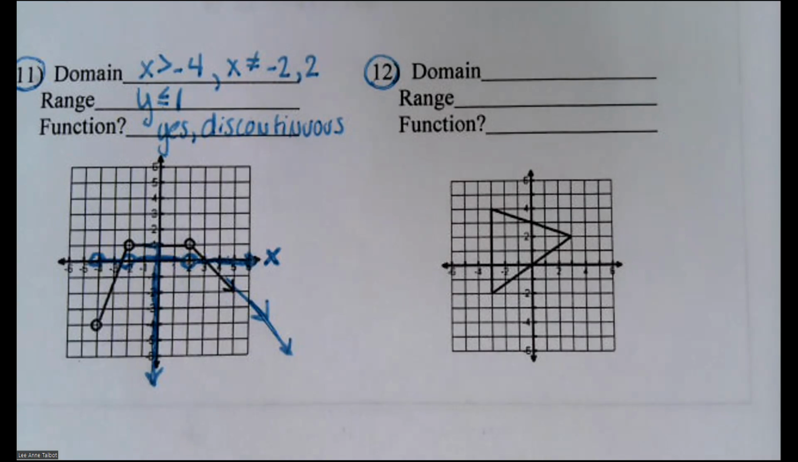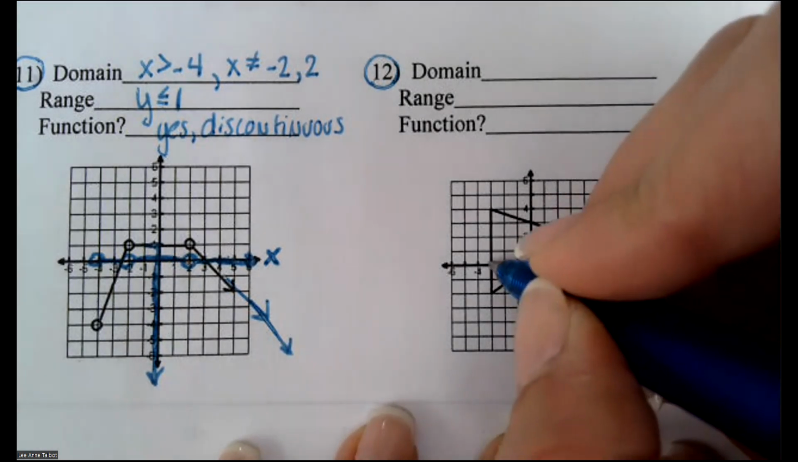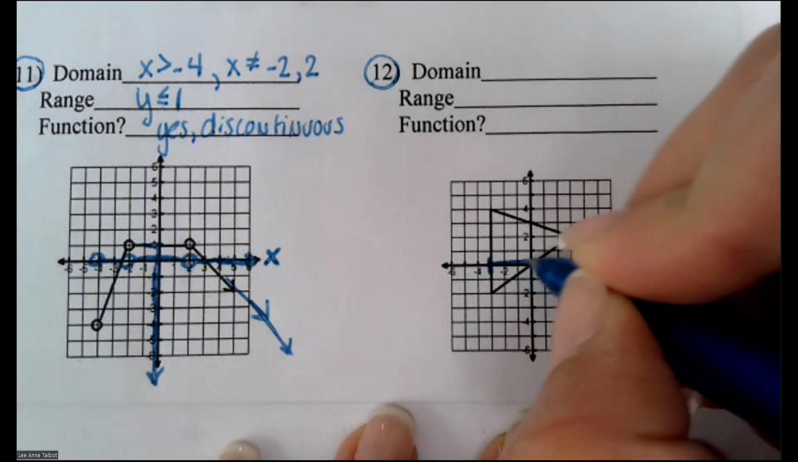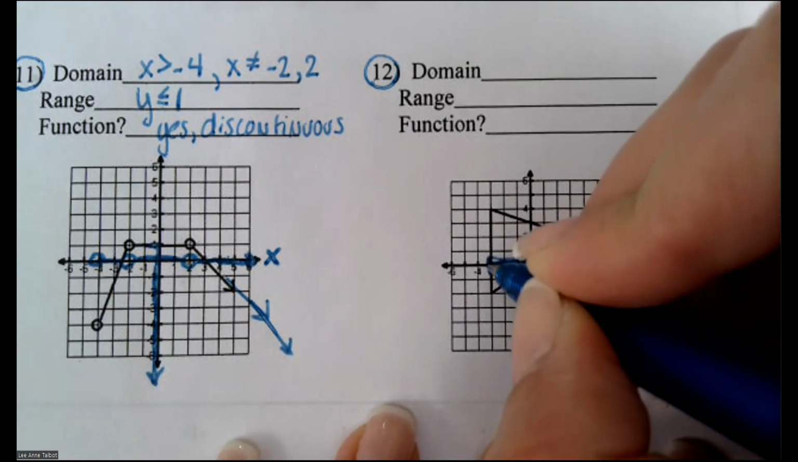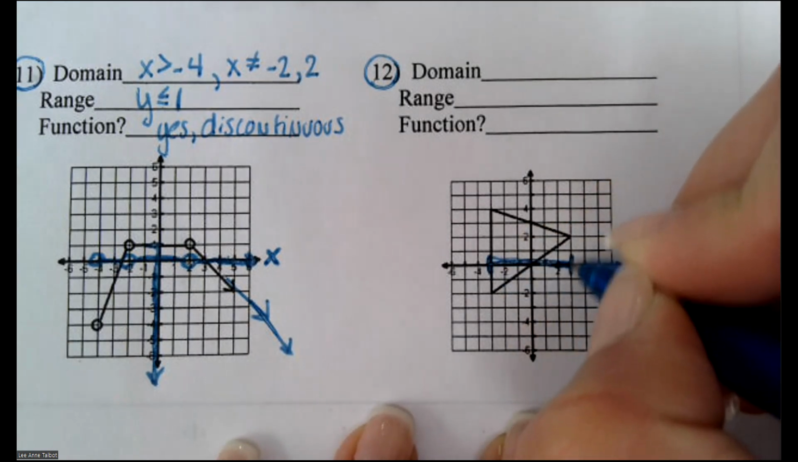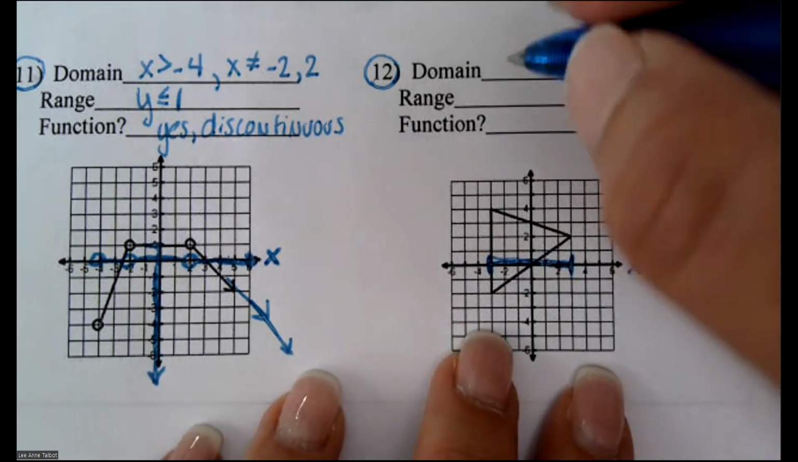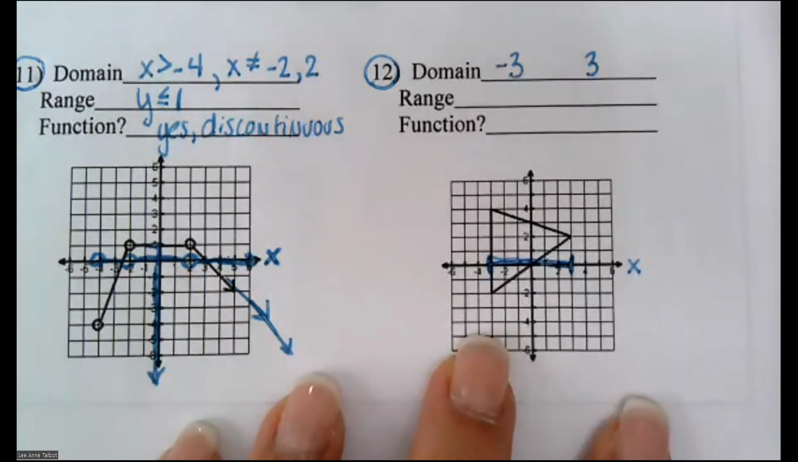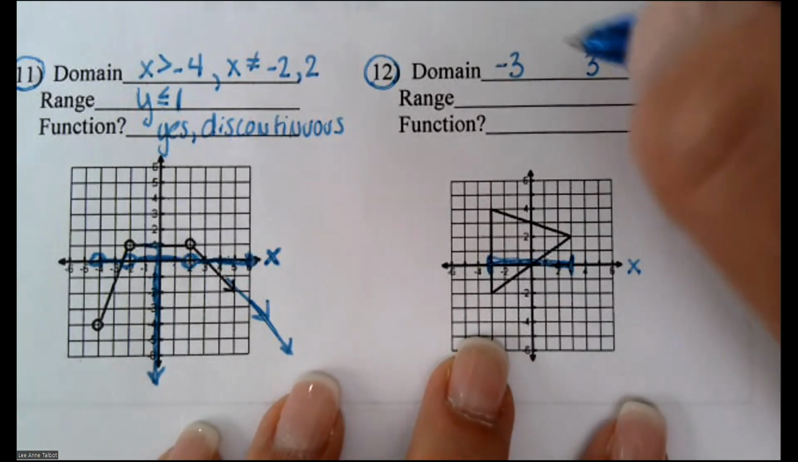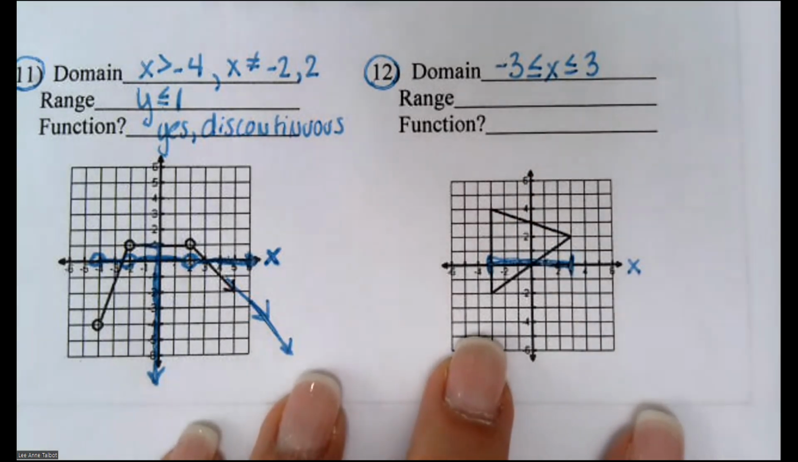Okay, let that spiciness go. Now we're going to go back to an easy one. So, left of the triangle, right of the triangle. It goes from -3 to 3, and it touches on both sides.